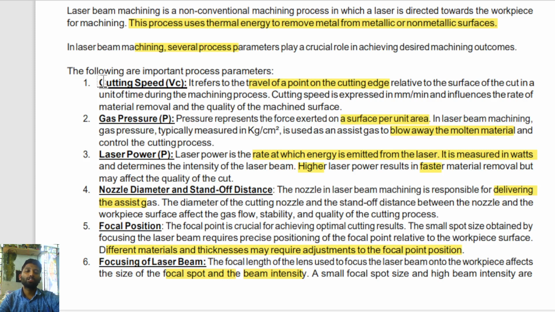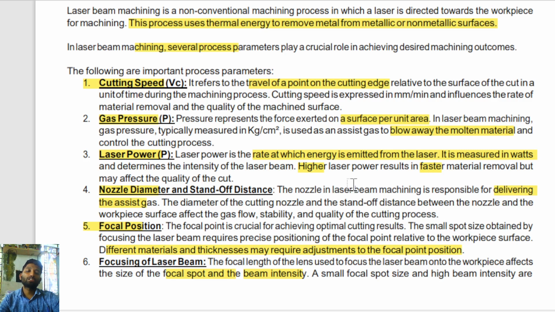The different machining parameters are: cutting speed, gas pressure, laser power, nozzle diameter and the focal point. Especially the laser beam is nothing but a light amplified beam. The light is focused. So the laser point, how much diameter it has, what is the voltage, what is the pressure of the gas, what is the laser power, and what is the focal point: on those points only the machining depends.